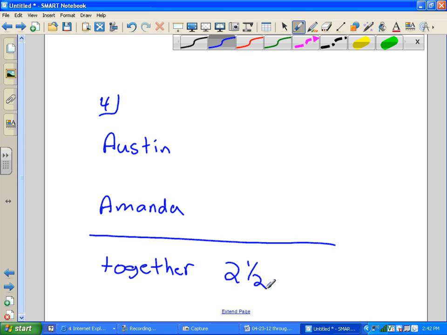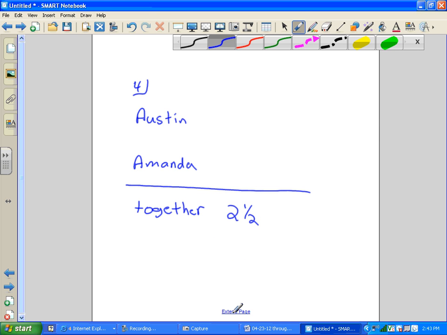Now, this is a little bit more complicated than the other 3 here because it really didn't tell you how much faster, it just made a comparison. So the comparison was that Amanda could do 5 problems for every 2 problems that Austin could do. So what we need to do is sort of compare the rate. And so we need to think how many times or how much faster does Amanda work? So from 2 to 5 here, that means Amanda would be working 2.5 times faster than Austin.